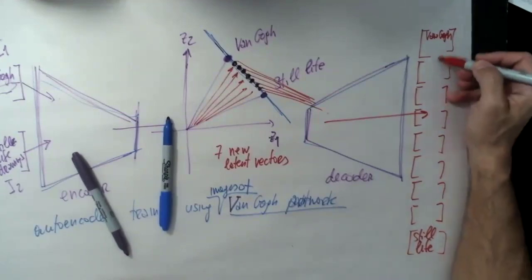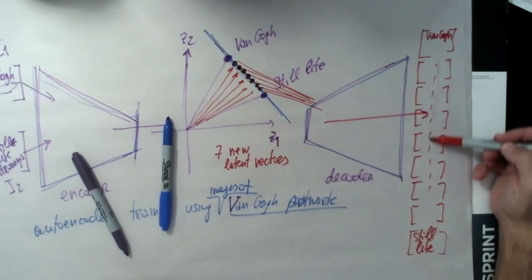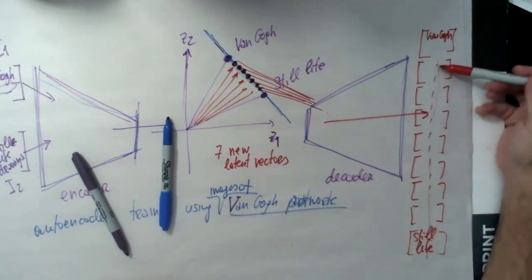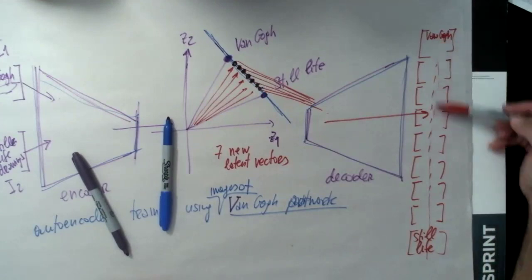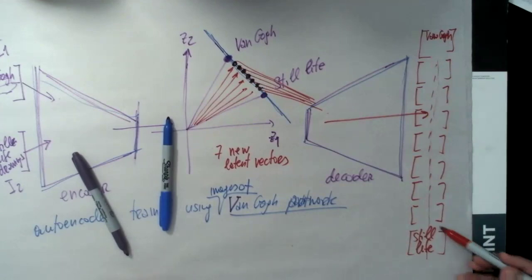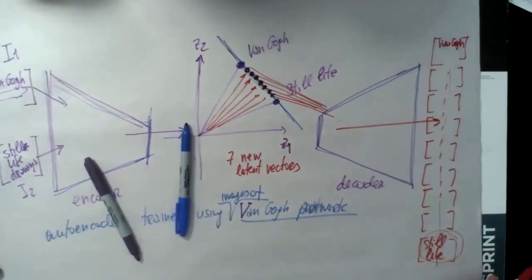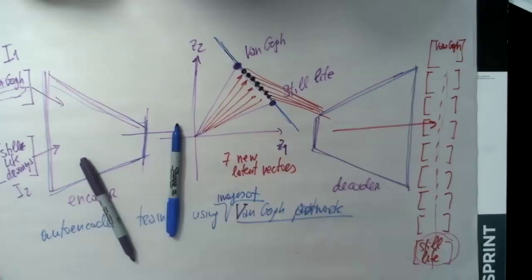What is happening here is that all these intermediate latent vectors correspond to transition images that transition from the Van Gogh painting to the still life. So you can go, for example, from a painting to a charcoal drawing. And that's basically interpolation.